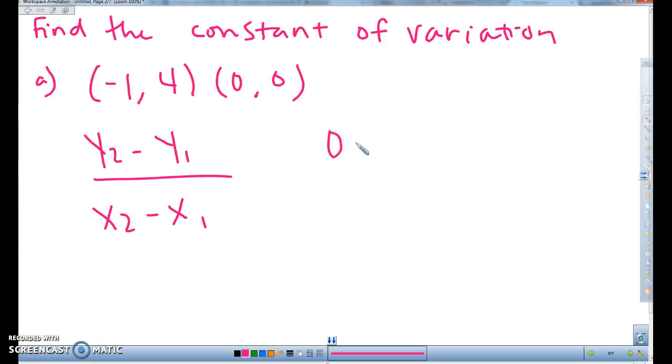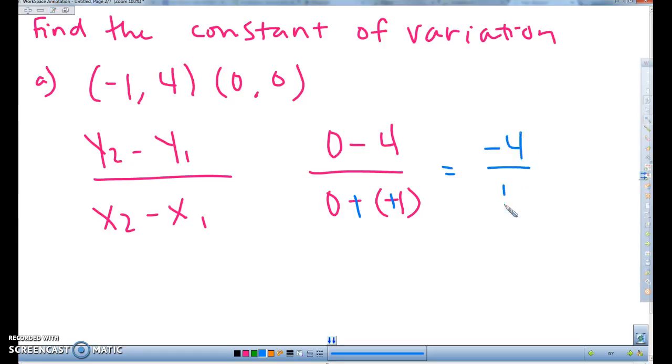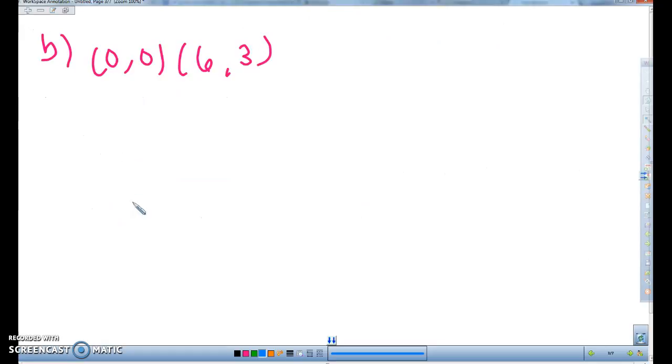So I would take 0 minus 4 over 0 minus that negative 1. When I have those two negative signs together, they become a plus. So I get negative 4 over positive 1, which just simplifies to negative 4. And that is my constant of variation. Okay? Try B on your own.